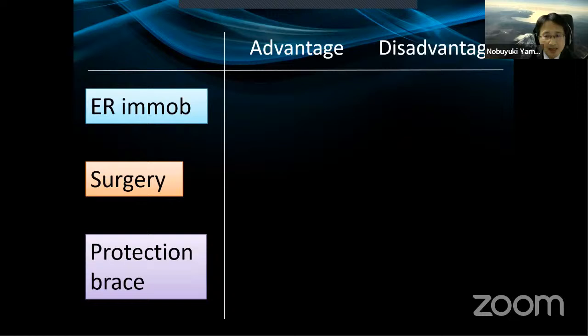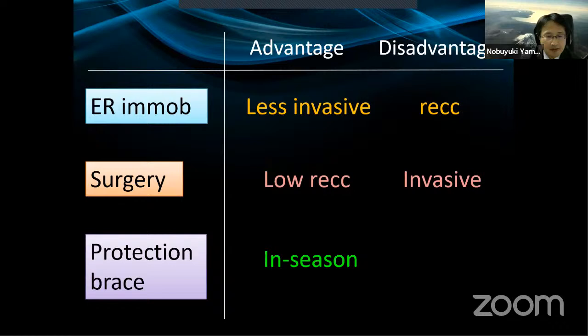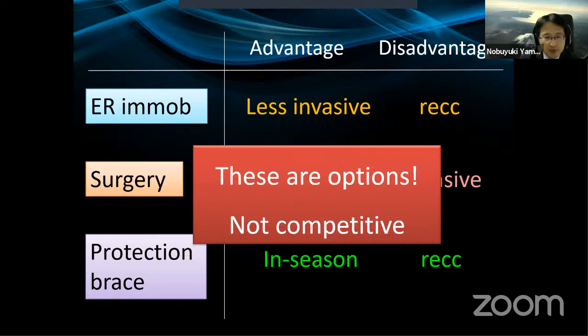They have advantages and disadvantages. Immobilization is less invasive, but the recurrence rate is a little bit high. Surgery has a low recurrence rate, but it's invasive. A protective brace is a good indication for incision aspirate, but the recurrence rate is a little bit high. So these are options. They are not competitive with each other.